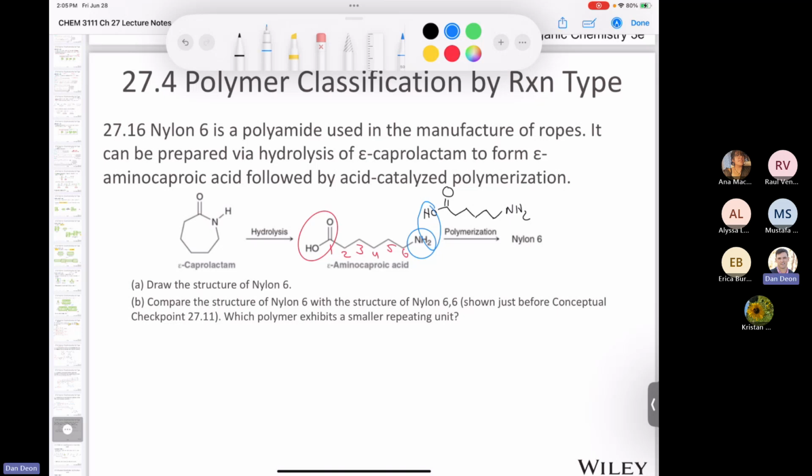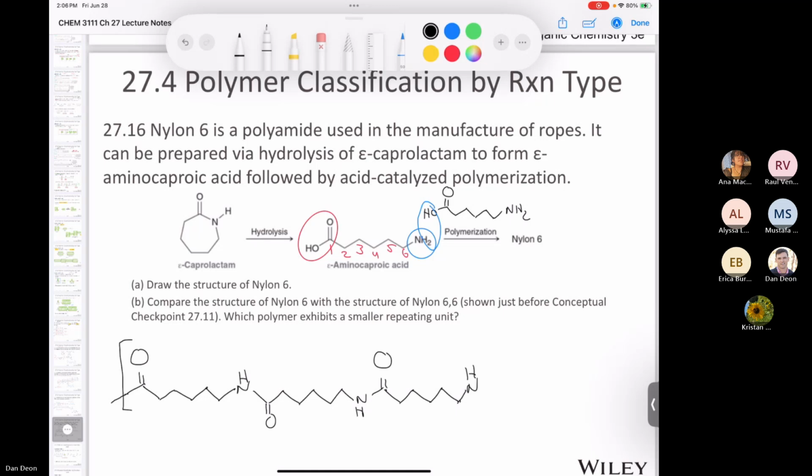So if we wanted to draw the polymer, we can start it anywhere we want, really. But why don't we start with something like this? So we'll put our carbonyl here, okay? 1, 2, 3, 4, 5, 6. Then we'll have our nitrogen. Then we'll have our amide. So 1, 2, 3, 4, 5, 6. Just making sure. Then we have the carbonyl, 1, 2, 3, 4, 5, 6. And then we're going to have something that looks like this.